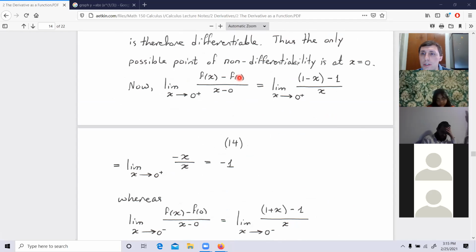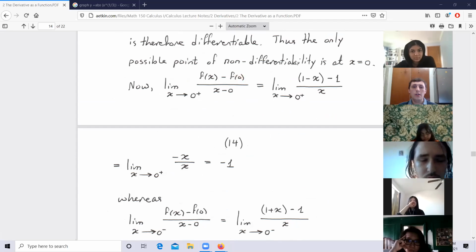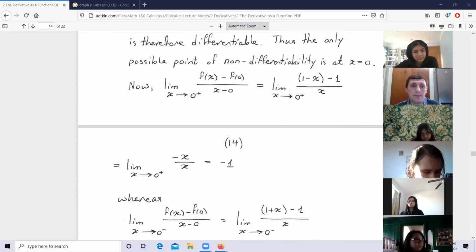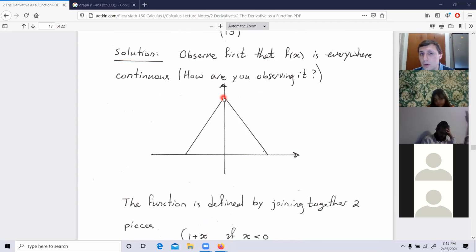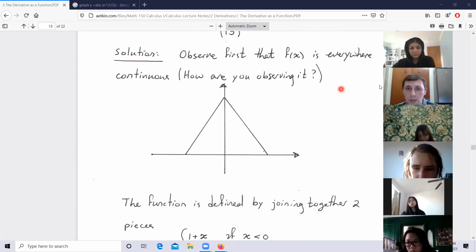Now here is my question, guys. What do you think? You see, this example has non-differentiability only at this point, right? The function fails to be differentiable at 0, but it's differentiable everywhere else. Can I create a function that's not differentiable on infinitely many points? Can I do that?